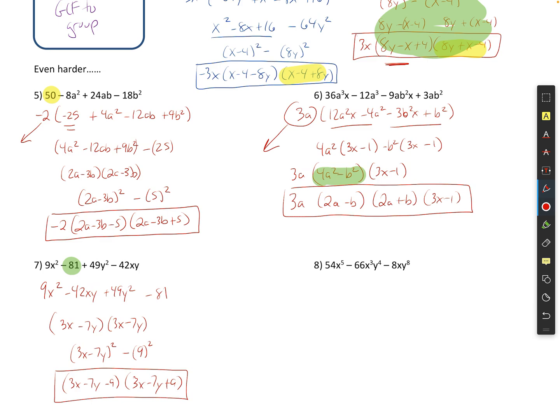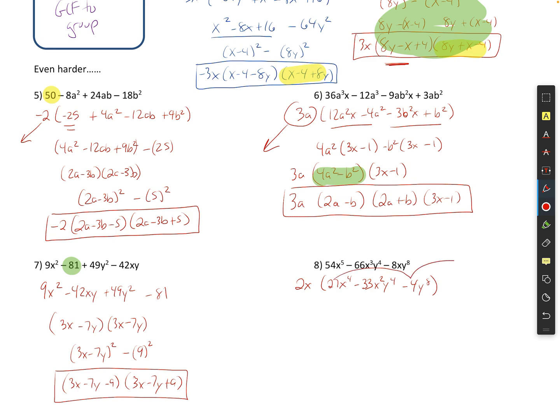All right, problem 8. Obviously, right away with problem 8, it's not a harder difference of squares. There's only 3 terms in this situation. All right, so I'm looking at it. First rule of factoring, GCF. I'm taking that in this situation, 2x. 27x to the 4th minus 33x squared y to the 4th minus 4y to the 8th.